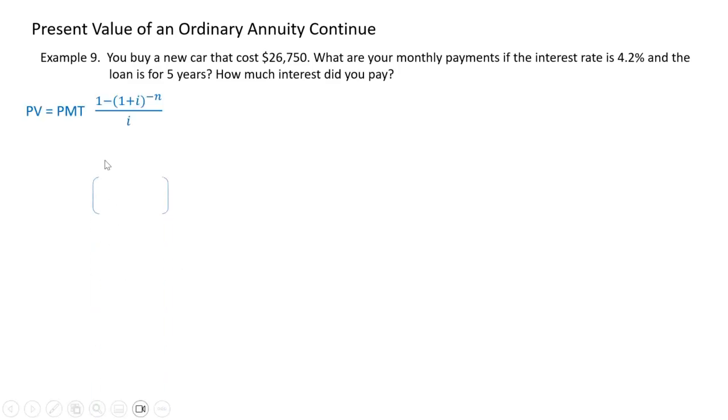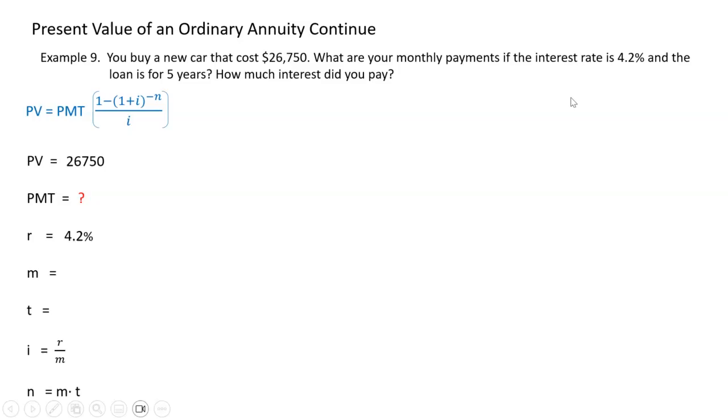So this is a different formula. This is the amount that you got qualified for at the bank, because that's how much the car costs. So we're looking for the monthly payments. That's the money that you borrow from the bank. That's why it's called present value. The present value means that you borrow the money right now at the present time.